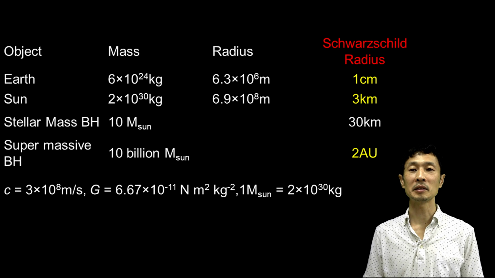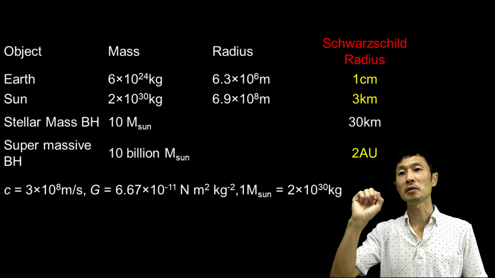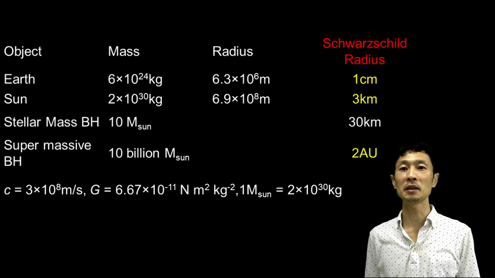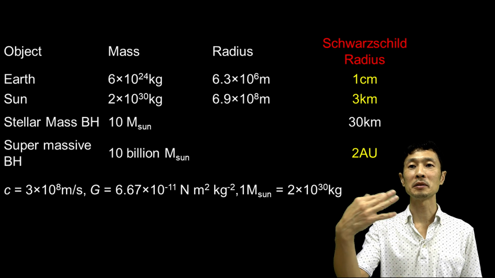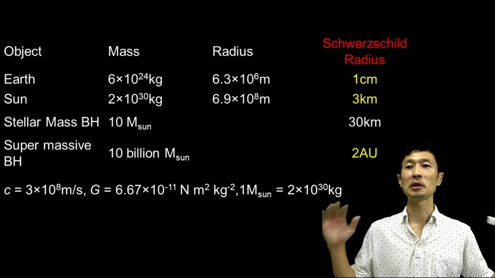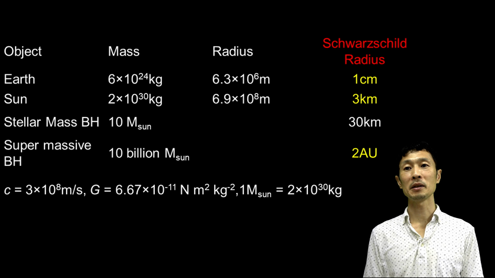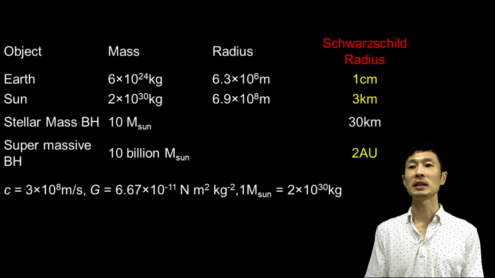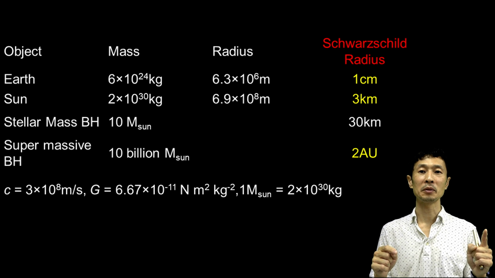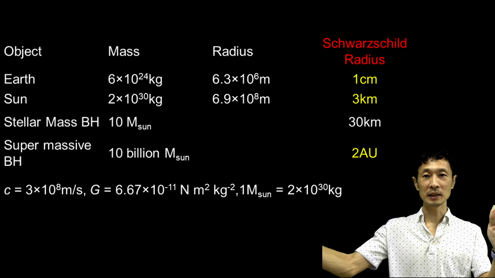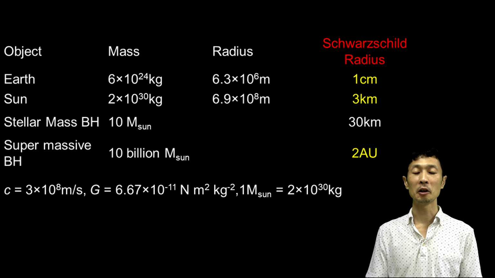In the case of the sun, the mass is 10 to the 30 kilograms. So if you squeeze the sun into 3 kilometers, that's the Schwarzschild radius, the sun becomes a black hole. How about a real black hole, a stellar mass black hole, about 10 times more massive than the sun? Then the Schwarzschild radius is 30 kilometers. And for supermassive black holes, for example, 10 billion solar masses, the Schwarzschild radius is 2 astronomical units. An AU is the distance between the Earth and the Sun, so that is twice as large as the Earth's orbit around the Sun. So that's the Schwarzschild radius of a supermassive black hole.